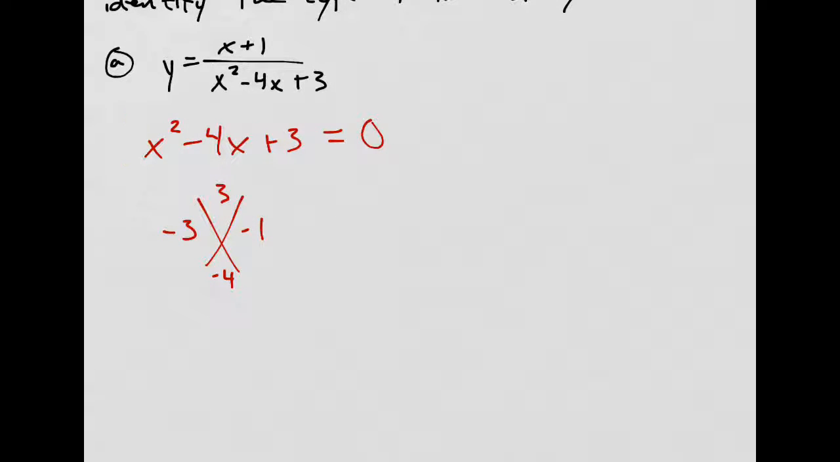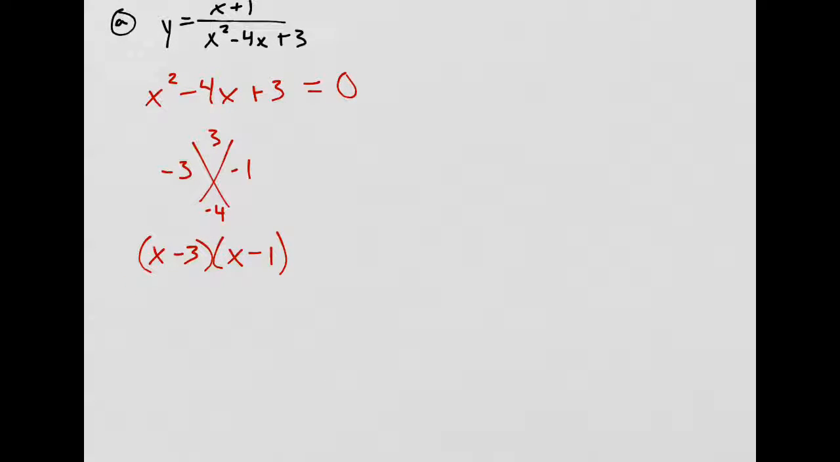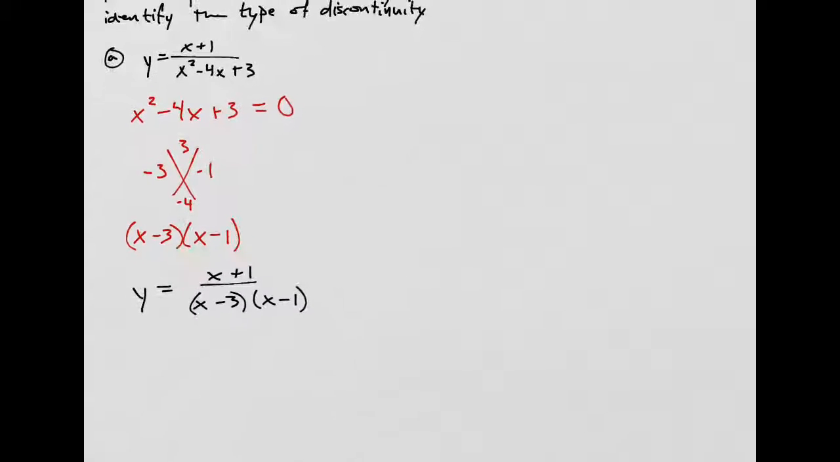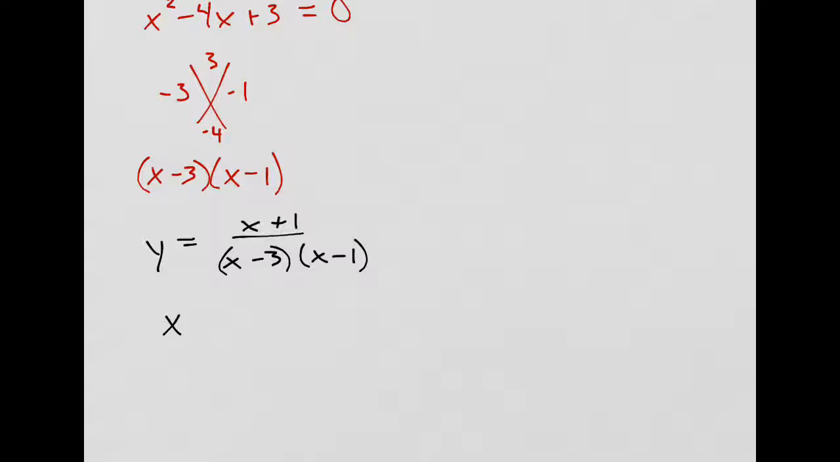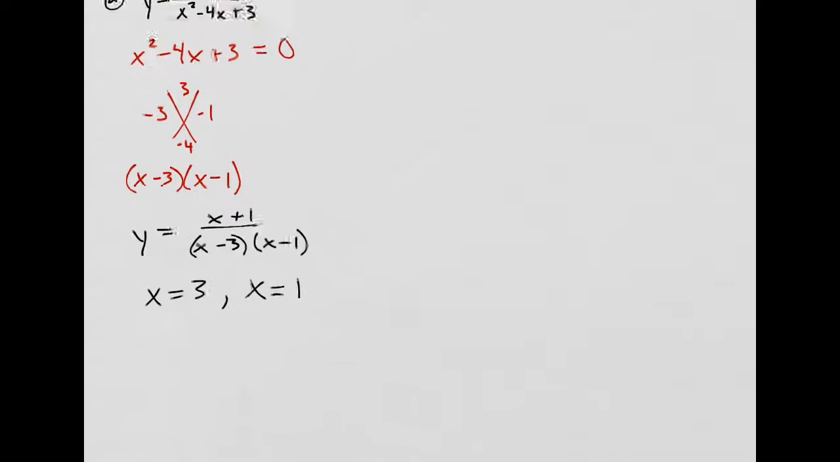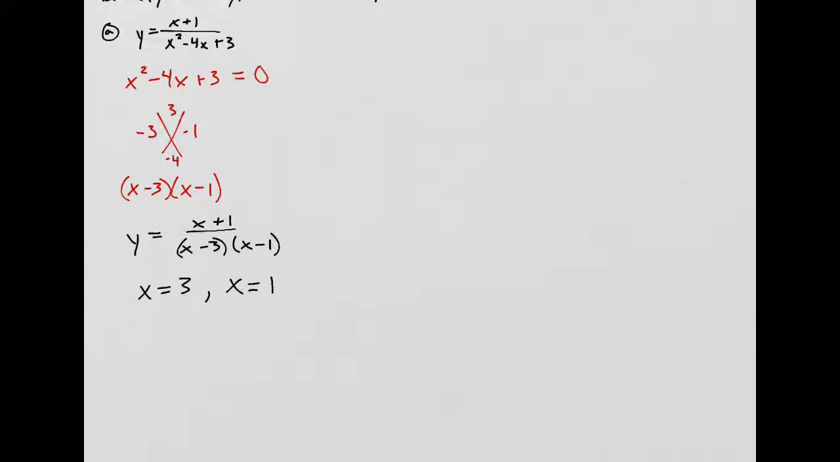This has no coefficient in front, so this is the same as x minus 3 times x minus 1, I think. So here I have a point of discontinuity. Nothing cancels out. So I have some kind of maybe a vertical asymptote, I think. But at x equals 3, I have a discontinuity, and x equals 1, I have a discontinuity, because I'm not allowed to plug these in.